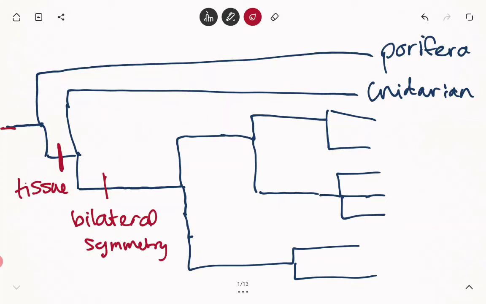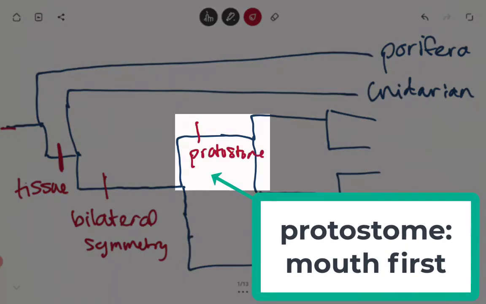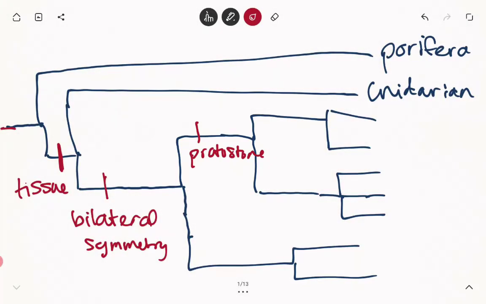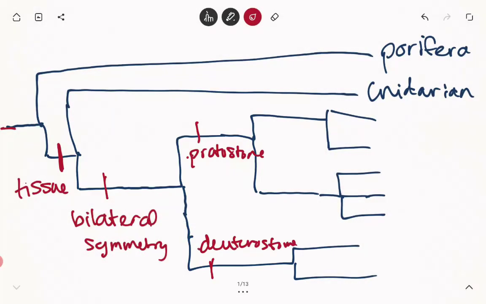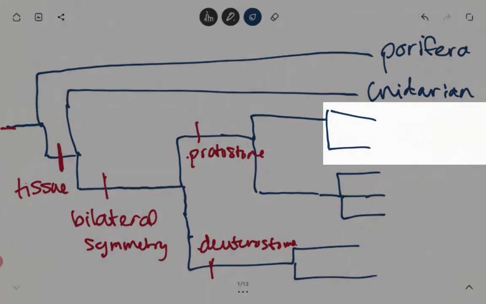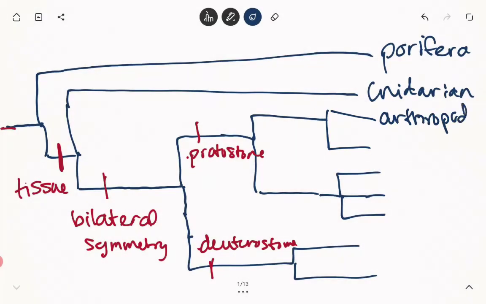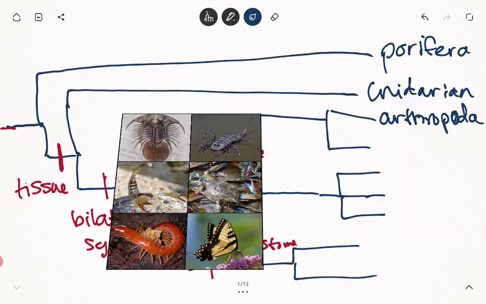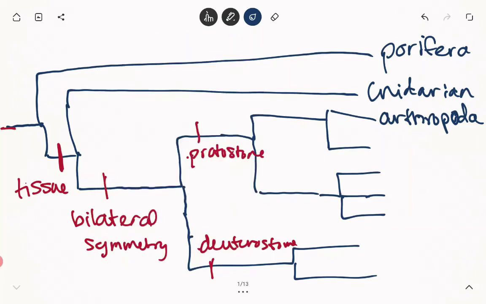Then, those organisms that are bilateral, we see two major divisions. The first division is protostome development. So everything on this point onwards is protostome development. The other grouping are the deuterostomes. So mouth first versus mouth second. So now let's talk about what some of these phyla are. Up here, we're going to write in the arthropods, Arthropoda. Those are things like insects and crabs and arachnids, spiders, scorpions, things like that.